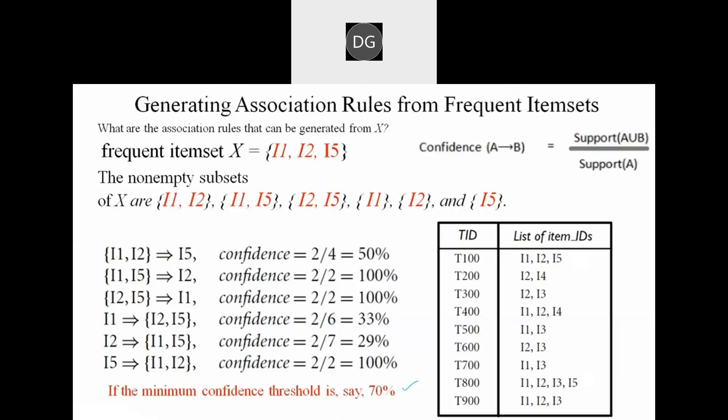We are combining two sets, three sets in the join method. In the pruning method, from the combined set, we are creating subsets, and then we are checking whether that subset is actually present in the transaction or not. If you are going for more than two, to find the confidence you have to go for all the subsets, even one item also, and then find the confidence. Okay, that is the difference.